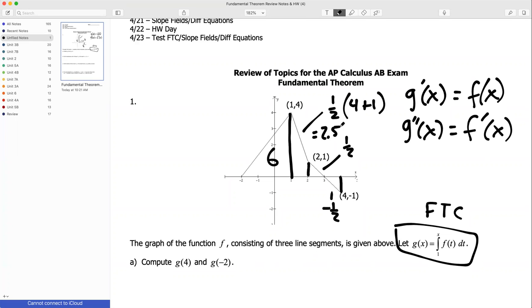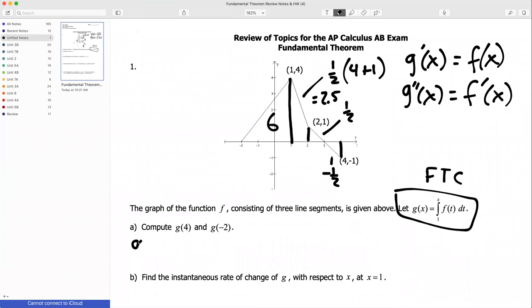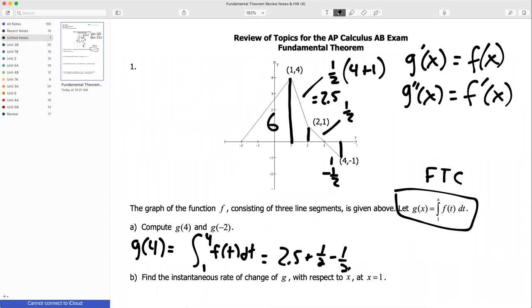Okay. So part A says compute g of 4. g of 4 is going to be the integral from 1 to 4 of f of t dt, which means it's the area under the curve from 1 to 4. So I've got 2.5 plus 1/2 minus 1/2. And so that area is 2.5.